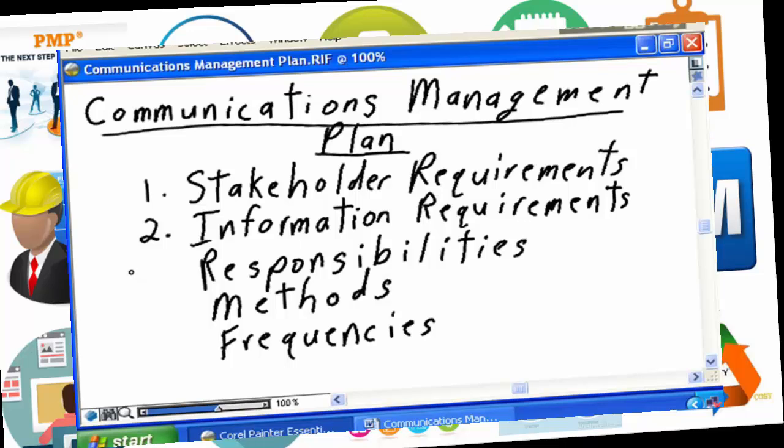Do they require detailed status information on a weekly basis? Do they require summarized status information on a monthly basis or bi-monthly basis? The communications management plan is going to identify each and every stakeholder and their specific information requirements. It's going to identify the responsibilities.